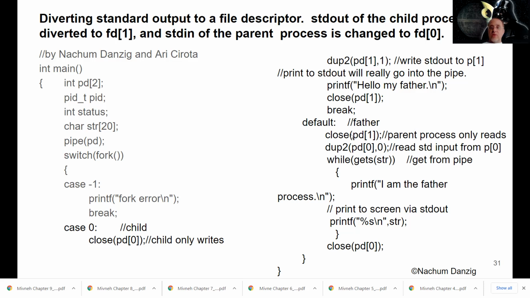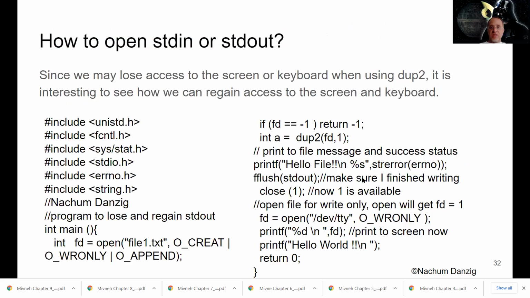Now the father closes the right side. He's getting ready to read, and before he reads, he makes 0 point to the pipe, and he reads from the standard input, and he reads actually from the pipe because he's using gets, get string. He's reading from the pipe, but he's using gets, and gets only reads from the keyboard, but since 0 is actually pointing to the pipe, it's going to work. Okay, that's pretty much the same as the previous example.